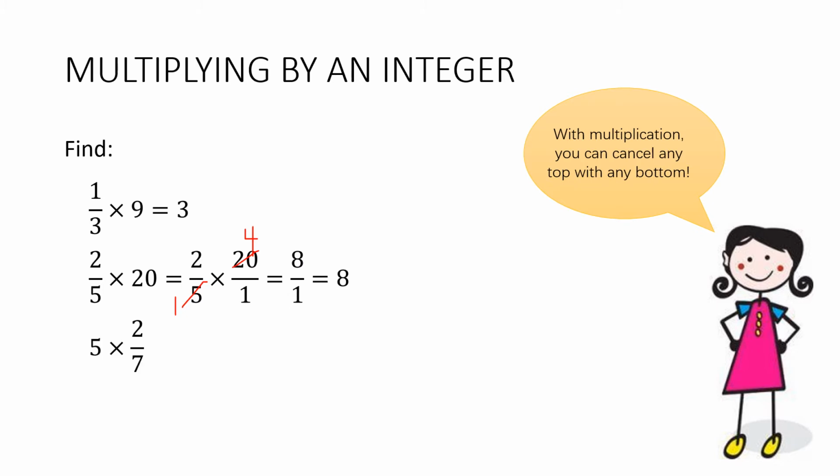One more. 5 times 2/7. Let's use our method. 5 is 5 over 1. And we're going to do 5 times 2 is 10. And then 1 times 7 is 7.